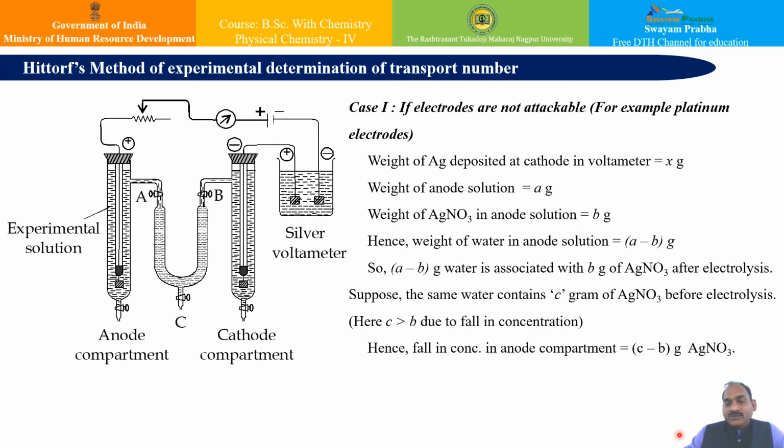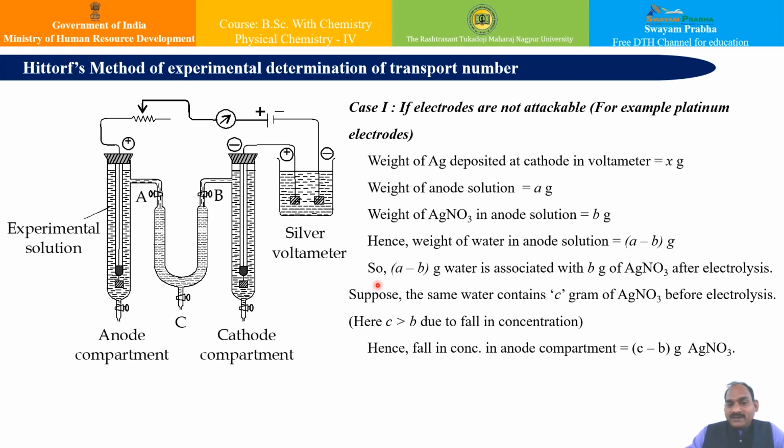Okay, now in case one, we consider that the electrodes are not attackable. Say, for example, if we have used platinum electrodes, so what would have happened? In this case, the weight of silver deposited at the cathode in the voltameter is, suppose, x grams, and the weight of anode solution is, suppose, a grams, and the weight of silver nitrate in the anode solution that we have earlier standardized is, suppose, b grams, and therefore we can calculate the weight of water in the anode solution, that is a minus b grams. So quite obvious.